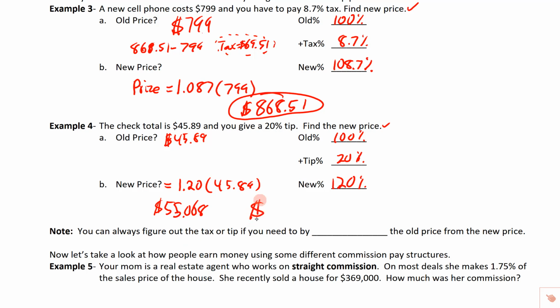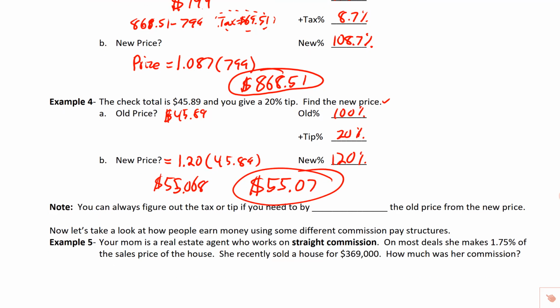So what's the price we pay? We actually end up paying $55.07, $55.07. Now, like we showed before, if you do have to figure out the tax, we could always figure it out on this one by taking the total price that we pay, what's that final dollar amount, subtract the original price. So just by subtracting the old price from the new price.